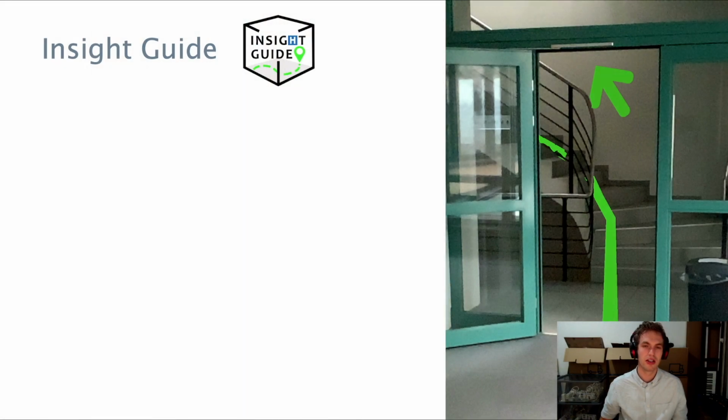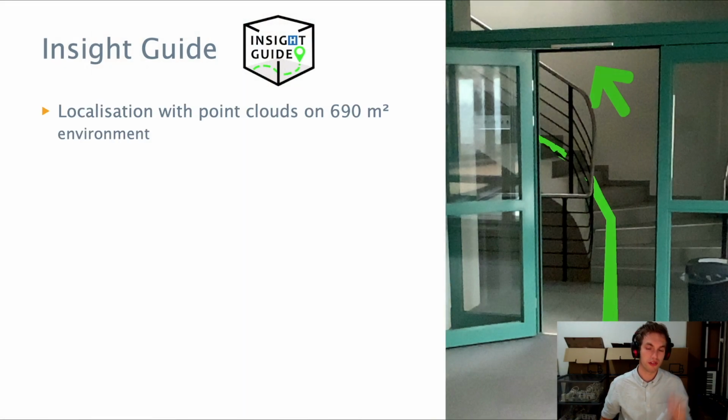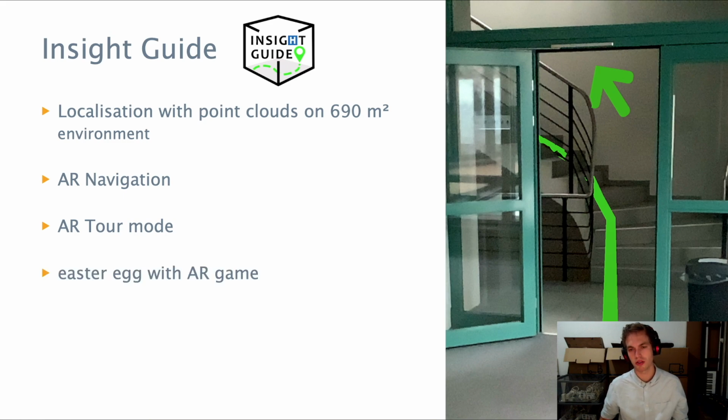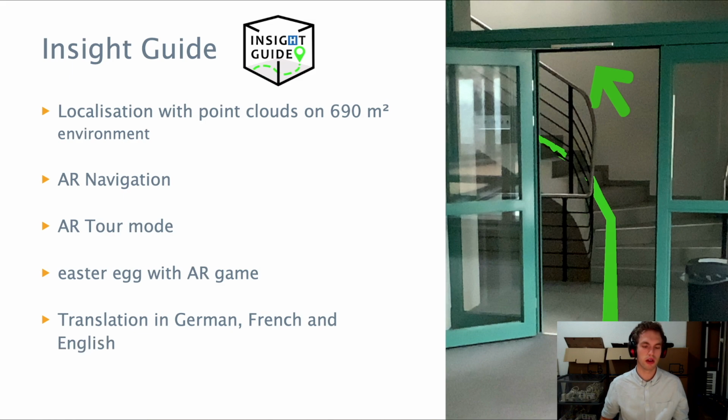Inside Guide has a coverage of 690 square meters. Could have done it bigger, but somehow you have to keep track of the time. There's a navigation mode, a tour mode, and we even implemented a small AR game. And we had translation in German, French, English, and we also published it on iOS and Android.